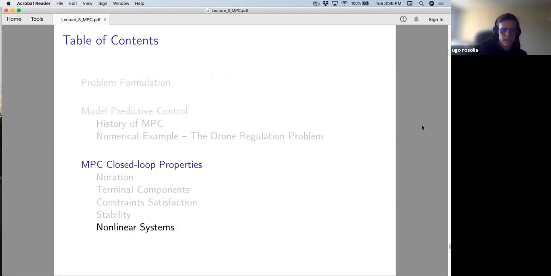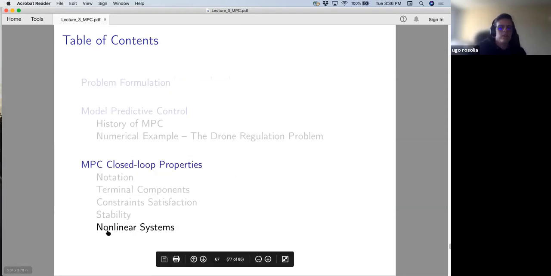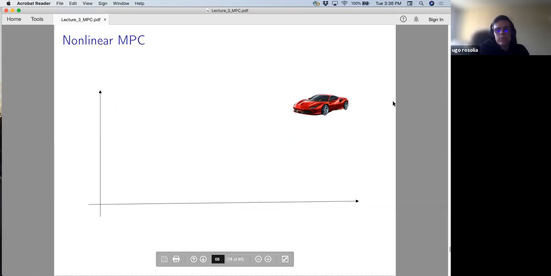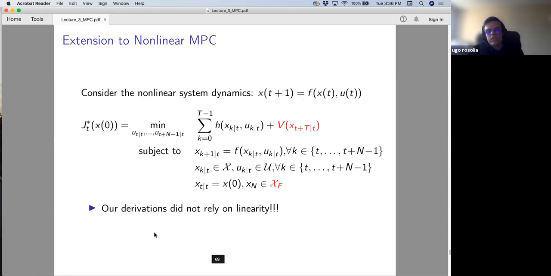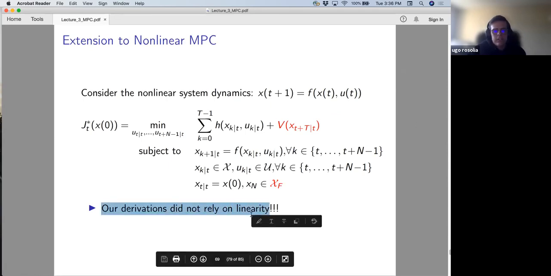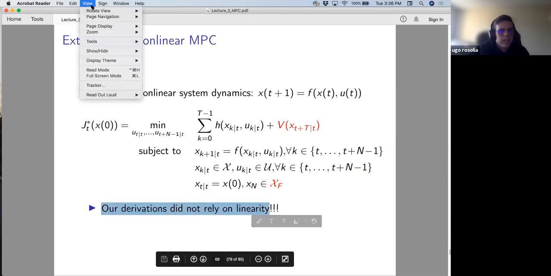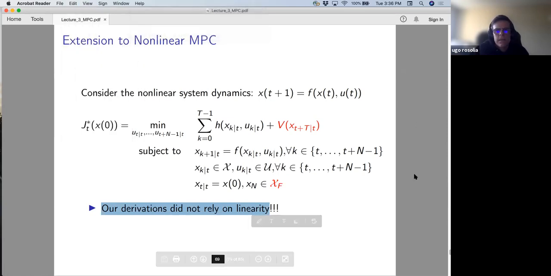Okay, then I'll move to the last topic of today, which is going to be about nonlinear systems. And so we will focus on an autonomous racing example where we want to control a car, and we will have an objective which looks like our regulation problem. So our goal is going to be to drive our autonomous car to the origin. And what we noticed is that our derivations did not rely on linearity of the system.